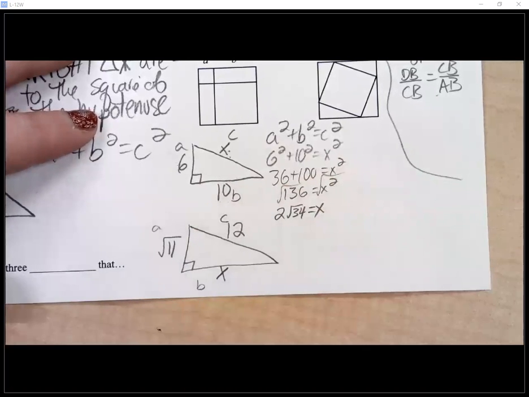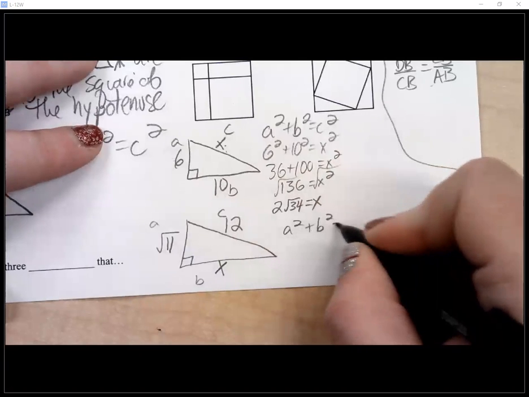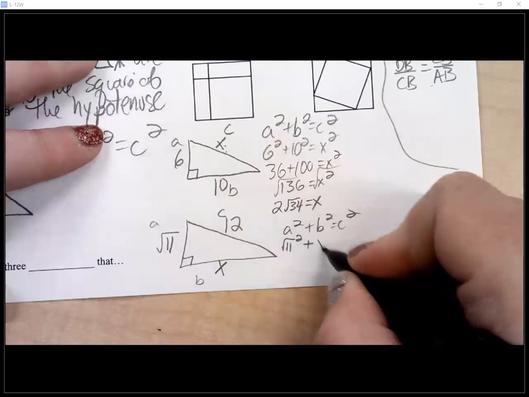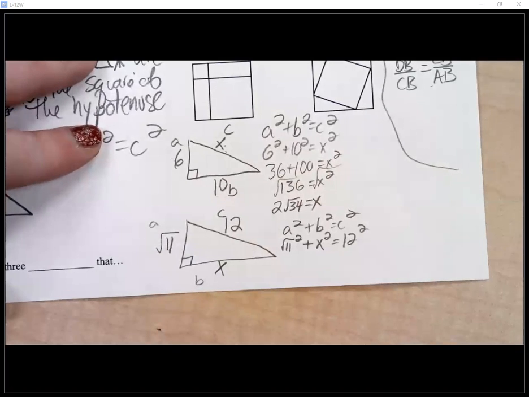All right, so now the Pythagorean theorem, a squared plus b squared equals c squared. Square root of 11 squared. B is the one I don't know. C is 12. What is the square root of 11 squared? Just 11.